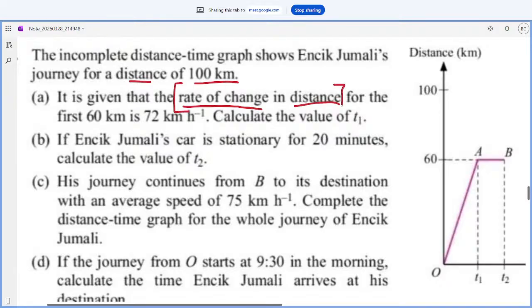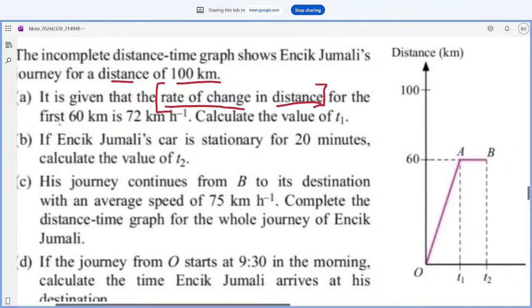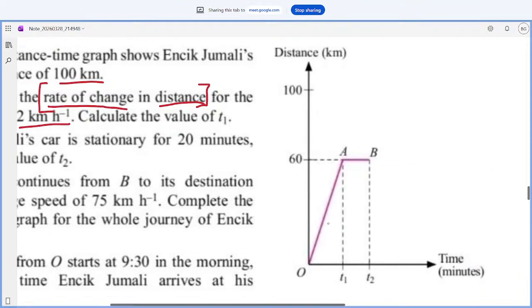Yes, rate of change of distance is the speed. Kelajuan. So they say first 60 km, 72 km per hour. Mereka bagi tahu yang ni. First 60 km is 72 km per hour. Guys, check unit: kilometer per hour, kilometer, minute. Guys, is it the same or different? The unit. Sama atau berbeza? Berbeza kan? It's totally different, your unit.